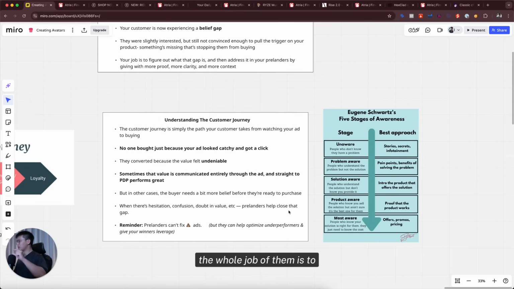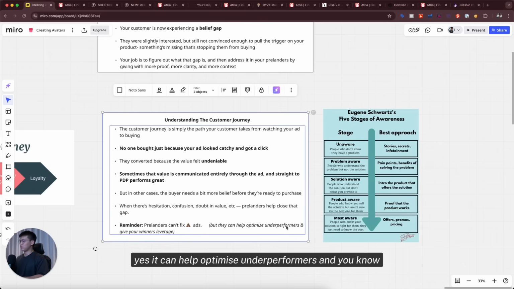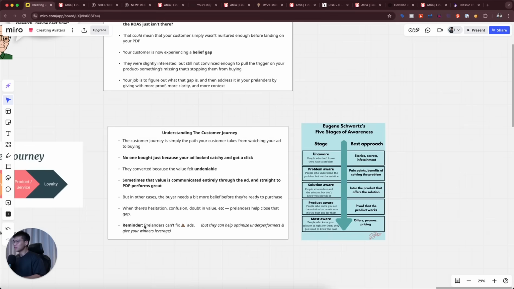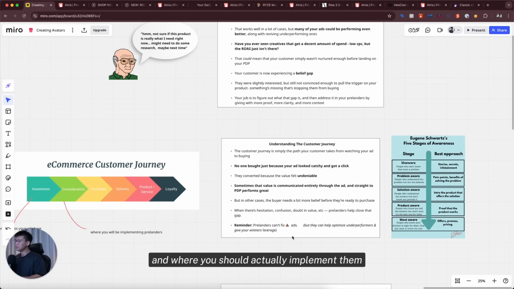The whole job of Prelanders is to identify what stage the customer is in, what their avatar is, what the desire is. The exact same targeting in your creative is what should be in your Prelander as well. So it's very congruent from ad to the landing page to the purchase. So Prelanders actually can't fix bad ads. Yes, you can help optimize underperformers and double down on making more winning ads. Sometimes your ad is just bad. That's the reality, right? Okay, so now we understand why Prelanders are important and where you should actually implement them.